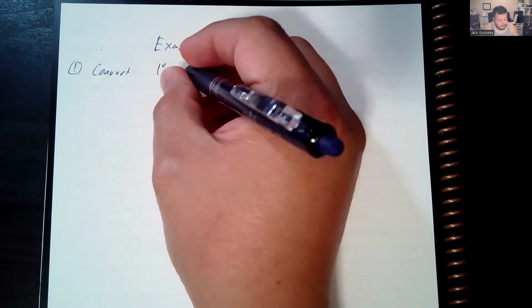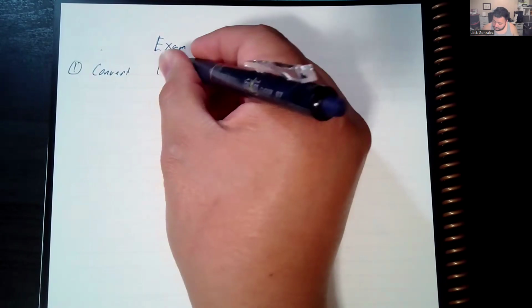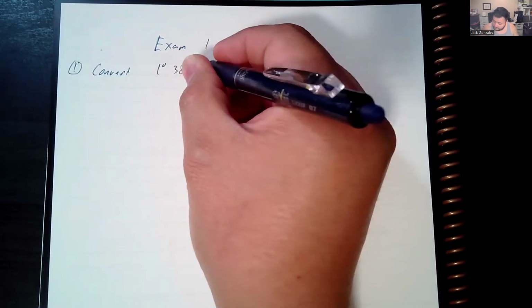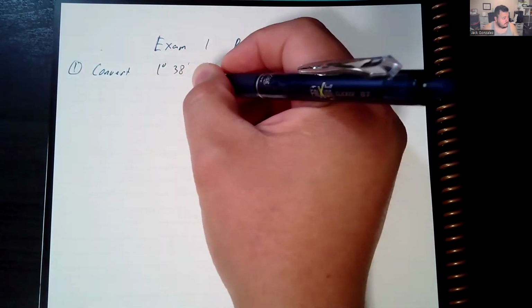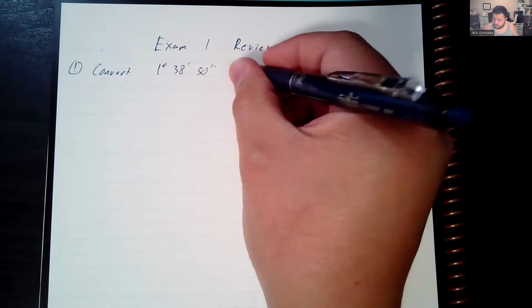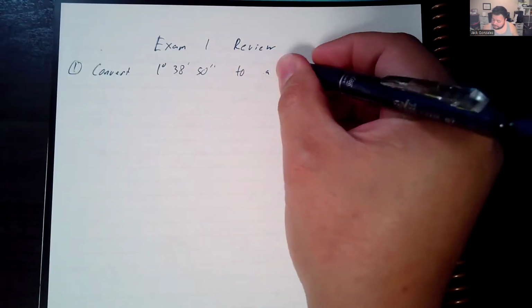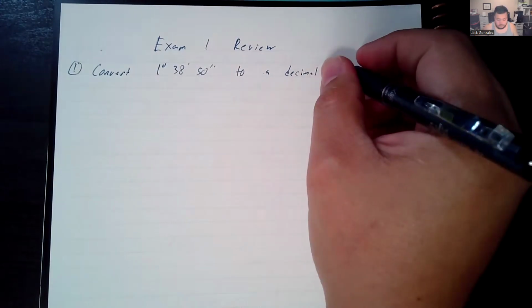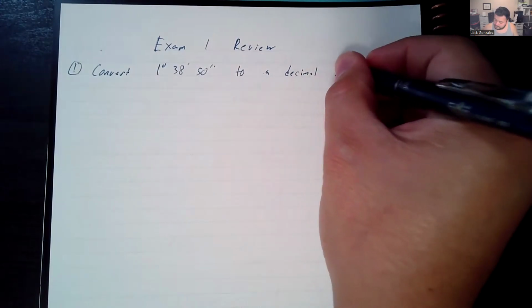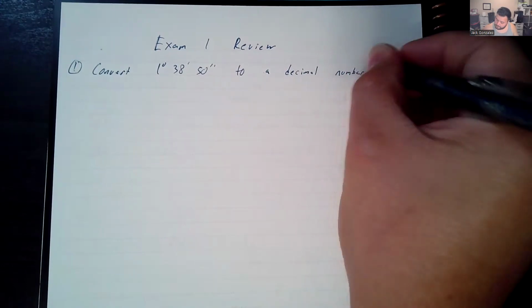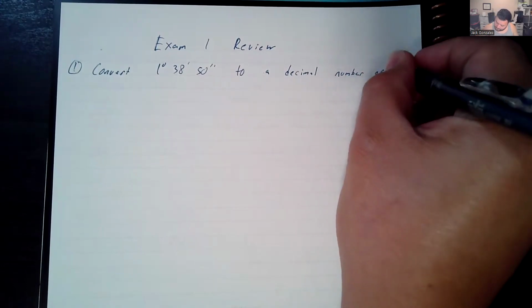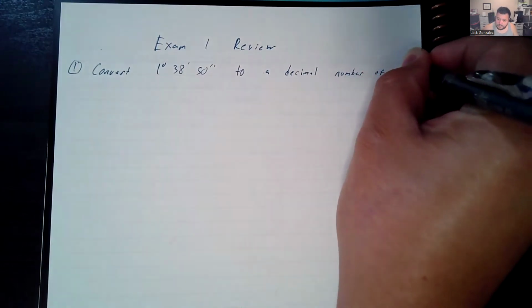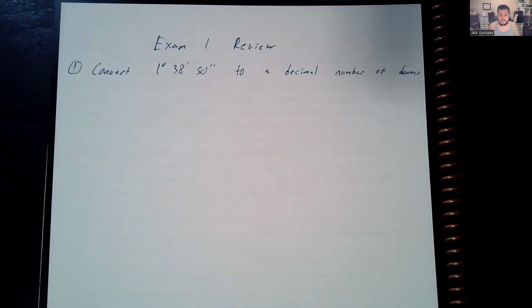1 degree, 38 minutes, 50 seconds to a decimal number of degrees. Okay, let's get started.